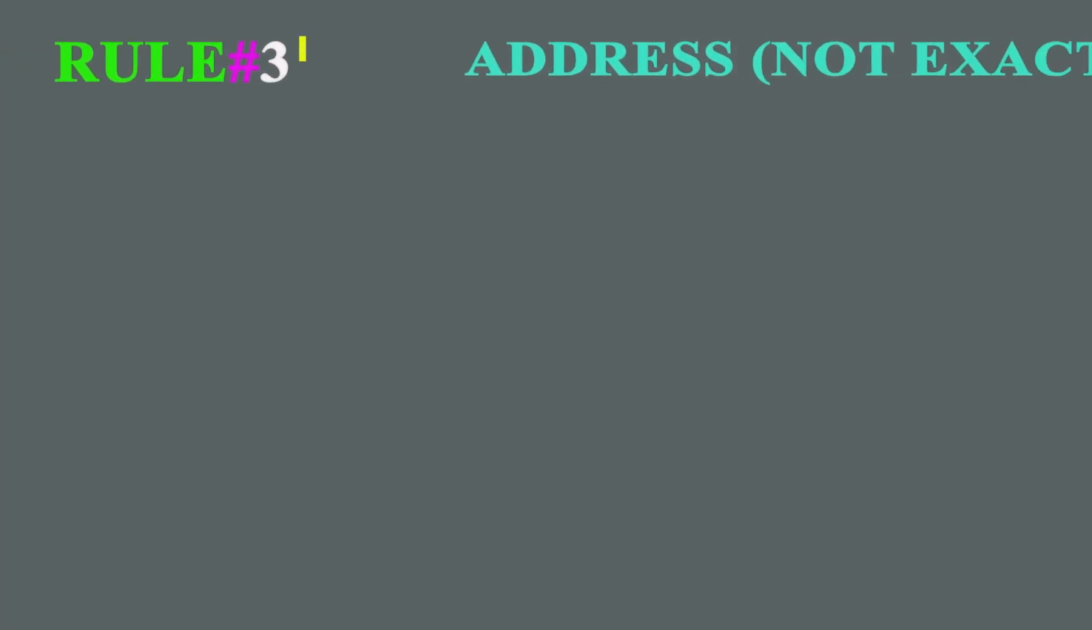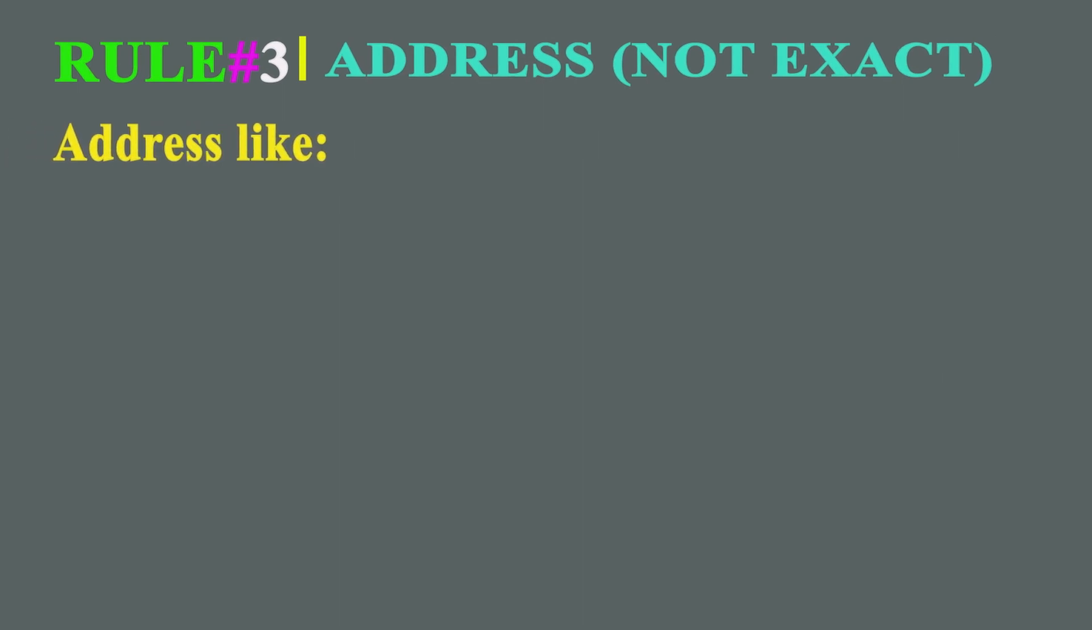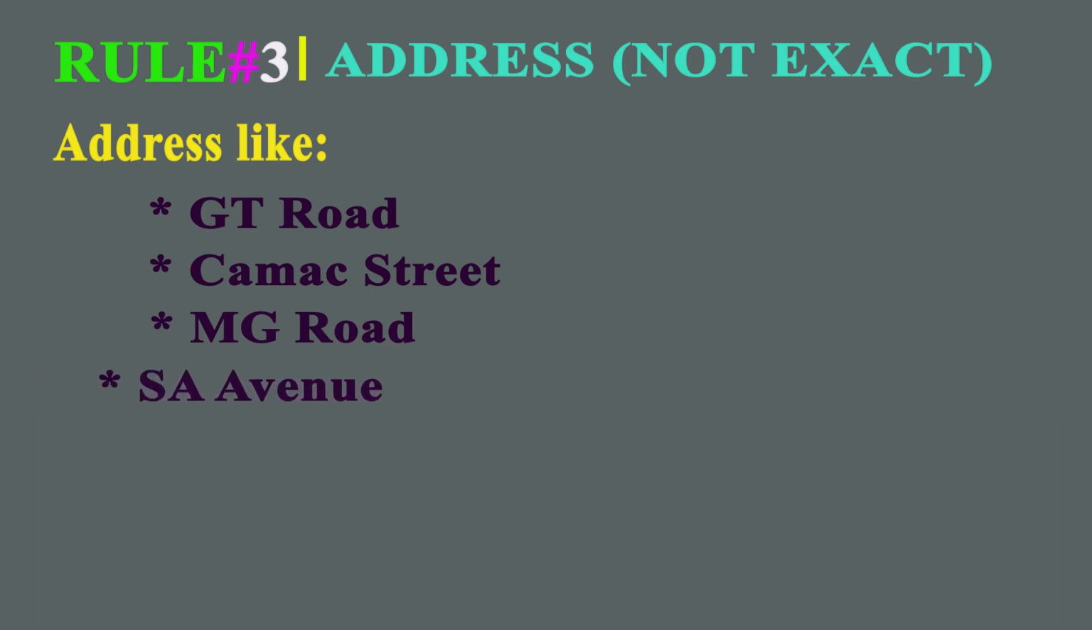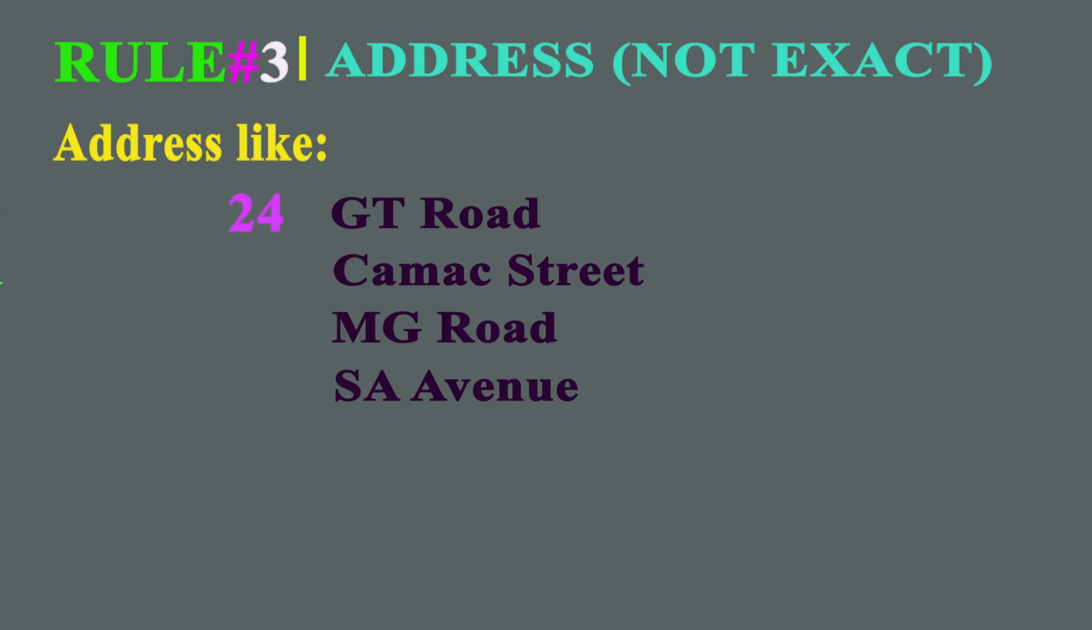Rule 3: address which is not exact, like GT Road, Kamak Street, M.G Road, SA Avenue. These are all addresses, but they are general addresses, and we will use on. We have learned that when we talk about an exact address, like if we provide numbers, 24 GT Road or 31 Kamak Street or 51 M.G Road or 21/5 SA Avenue, then it is an exact address and we use at. If it is generic, we will use on.